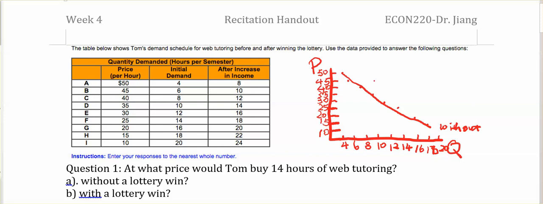So how about after he won the lottery? Obviously his income increases. Based on your intuition, if your income increases, you will definitely spend more on web tutoring. So now, when the price is 50, instead of demanding 4, Tom demands 8. First, let me change the color. So when the price is 50 and his demand is 8, it's here.